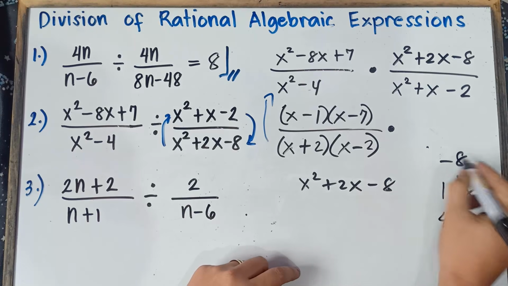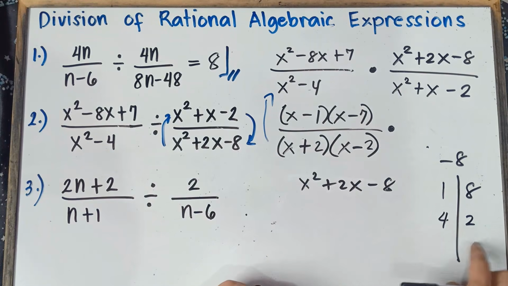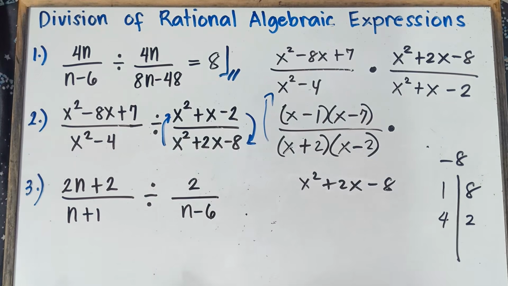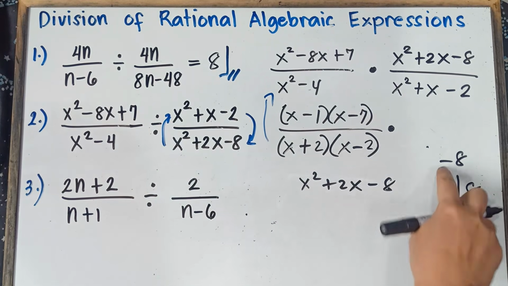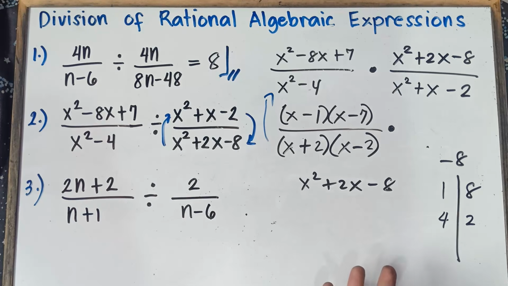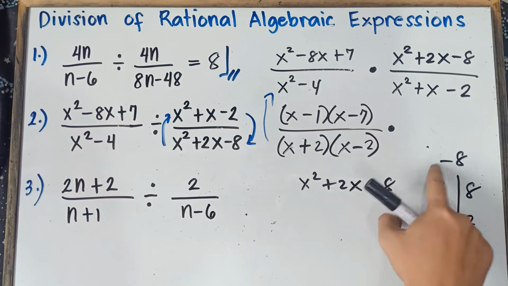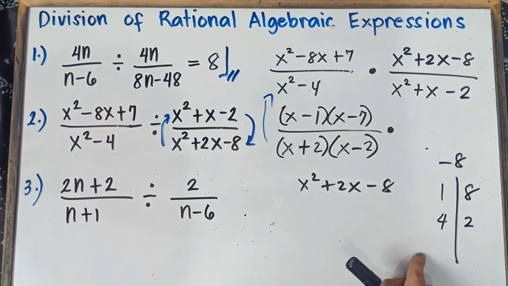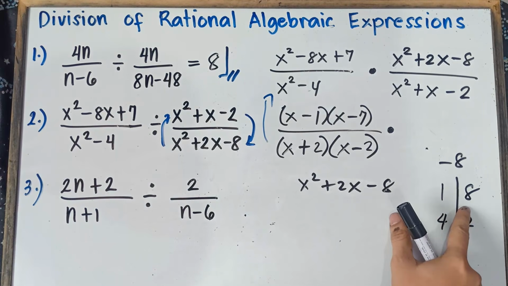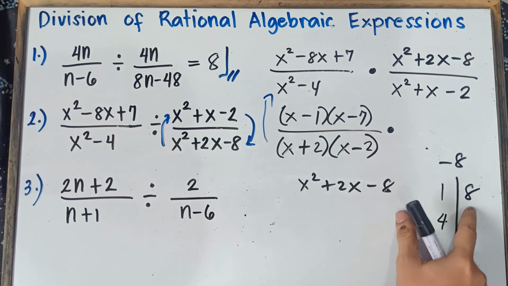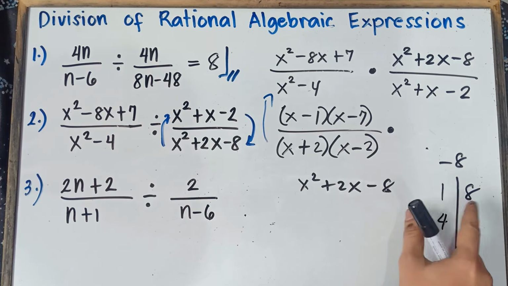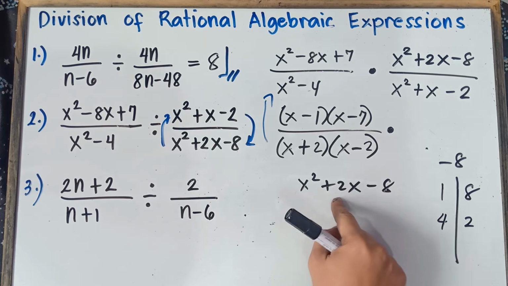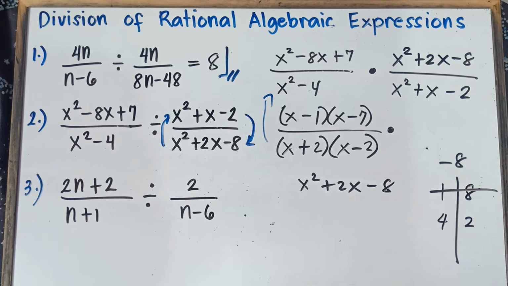Now, since this is negative 8, therefore, class, one number should be negative. Because negative times positive, that would be negative. Unlike signs, if you're multiplying, the answer, class, is always negative. So we will not be selecting 1 and 8. Because if we combine 1 plus 8, that would be 9. If we subtract 8 minus 1, that would be 7. It is impossible, class, that we can get 2. So therefore, we will not be selecting this one.